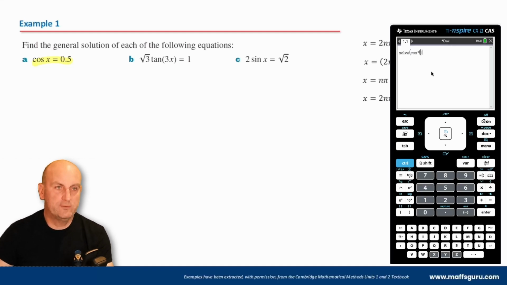Trig. Cos to the minus 1 of x equals 0.5. Actually, I didn't need to do solve. I don't know why I did solve. Right. That's not particularly helpful, is it? Cos to the minus 1 of 0.5. Bearing in mind it says in radians. What is happening there?